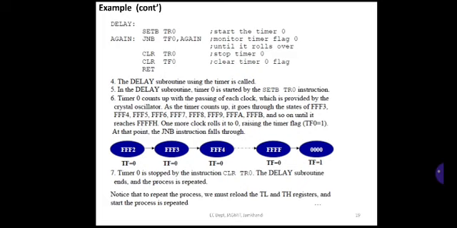At this point, the JNB instruction falls through. So the 7th step is that timer 0 is stopped again, by the instruction CLR TR0. The delay subroutine ends here, so it returns back to the main program. Notice that to repeat the process, we must reload the TL and TH registers. Again the original value of TL0 and TH0 must be reloaded and the process started again.